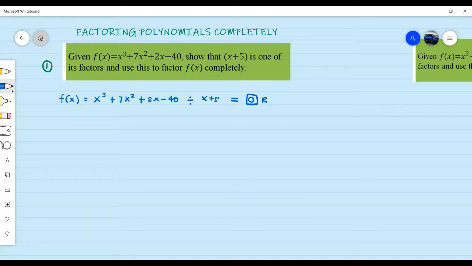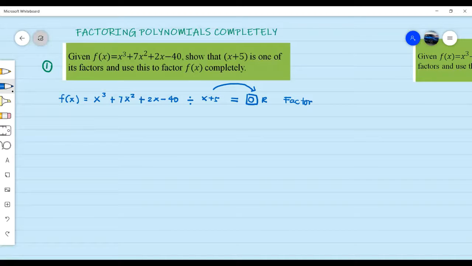Since using the remainder theorem, we'll be able to find the factor. The remainder theorem says that remainder and factor theorem go hand in hand. If the remainder is 0, then we can conclude that x plus 5 is a factor. Okay. Now, since it is a factor, let's check if indeed it is really a factor using direct substitution.